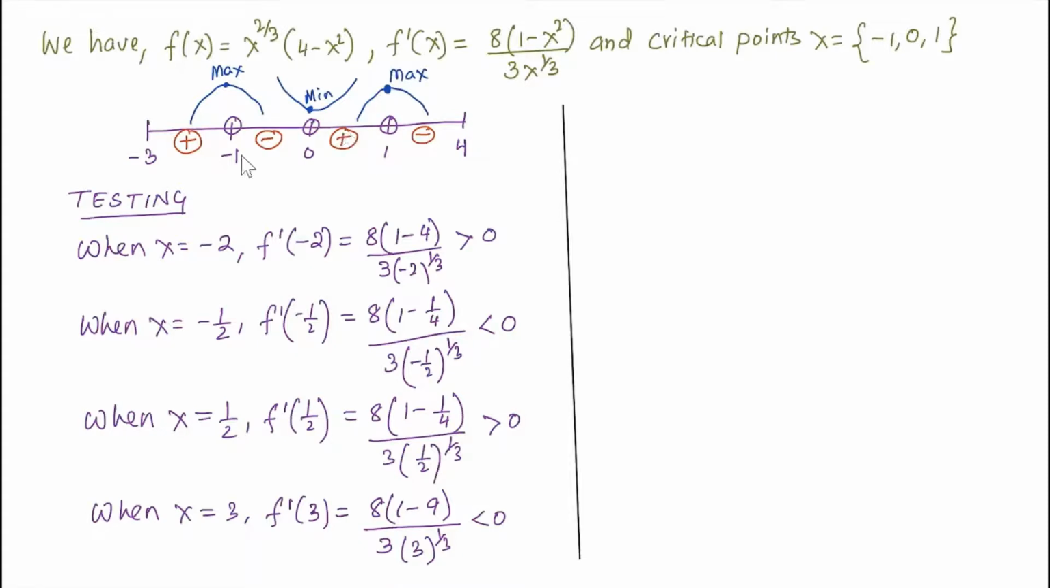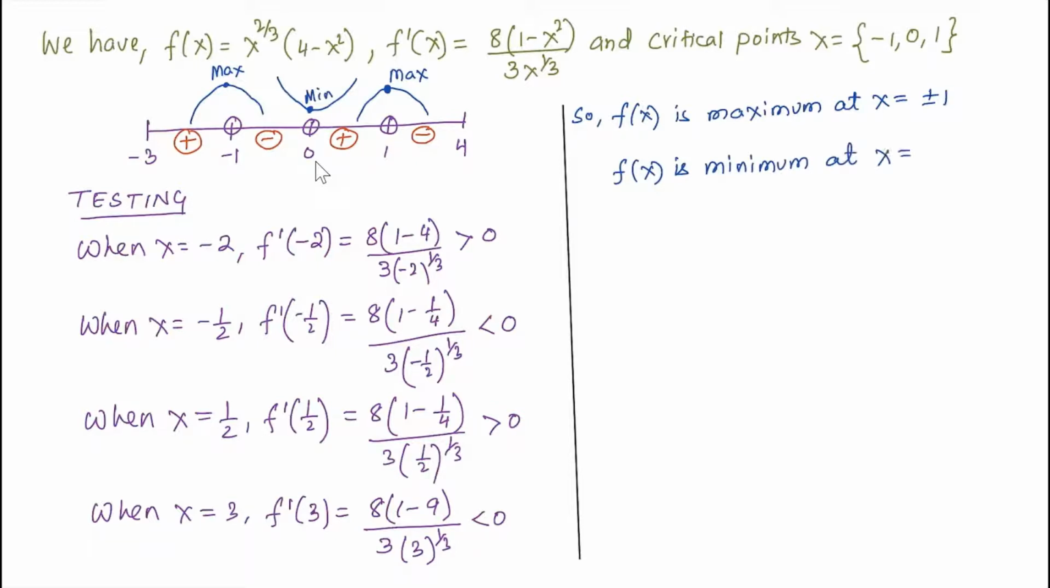So f of x is maximum at x equal to -1 and x equal to +1. So we can write f of x is maximum at x equal to +1 and -1. At +1 and -1, the function is maximum. And it is minimum at x equal to 0. f of x is minimum at x equal to 0. So we know where the function is maximum and where it is minimum.